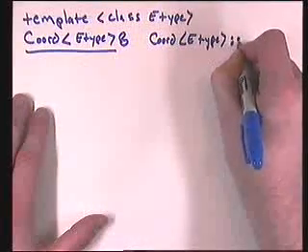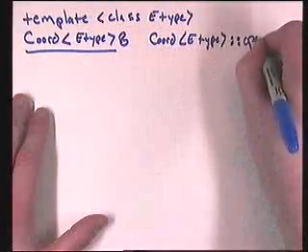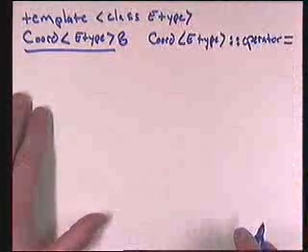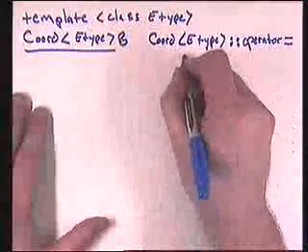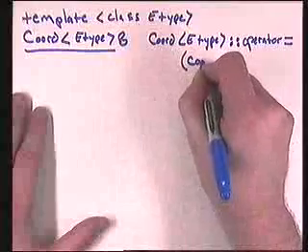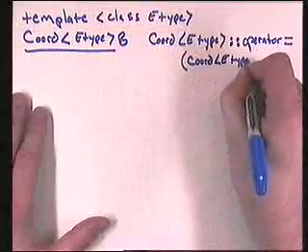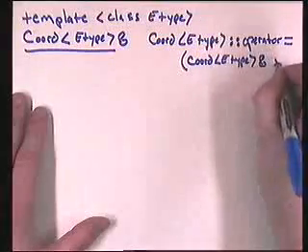and scoping the function name to the class name, and then the parameter itself would be a chord E-type reference X.